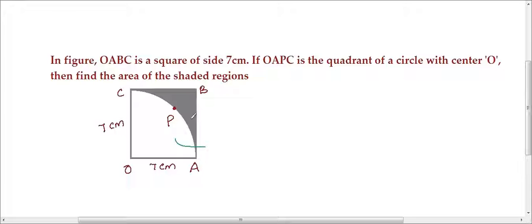Let's solve the question which I have written on the whiteboard. See, in this question one diagram is given, which is a square OABC with side length 7 centimeter, but this square is the one quadrant of the circle with center O. We need to find the area of this shaded region.